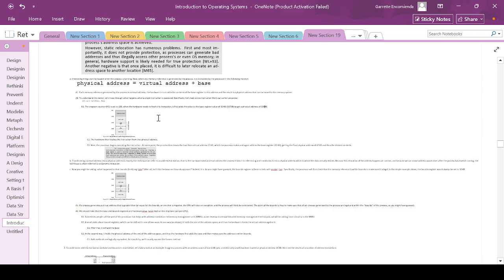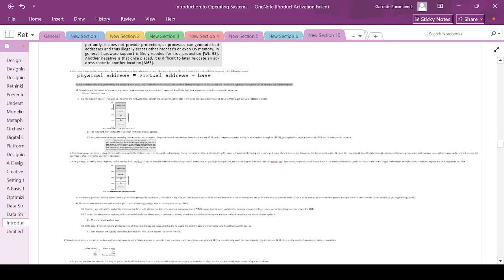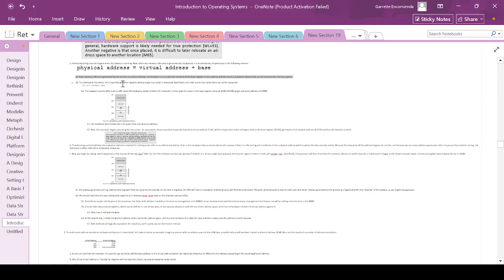So when a process generates a memory reference such as a virtual address, the processor converts it using this formula: the virtual address provided by the process plus the base register. Each memory reference generated by the process is a virtual address.